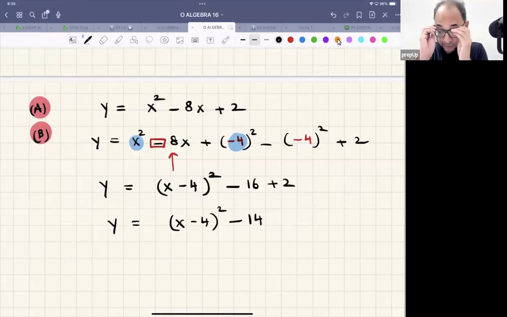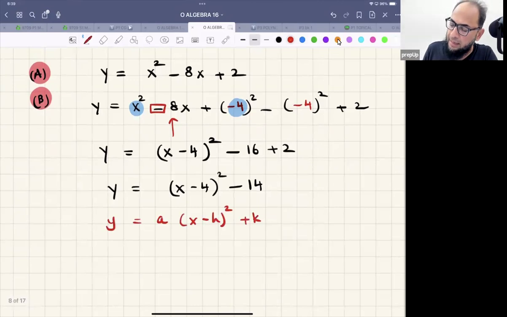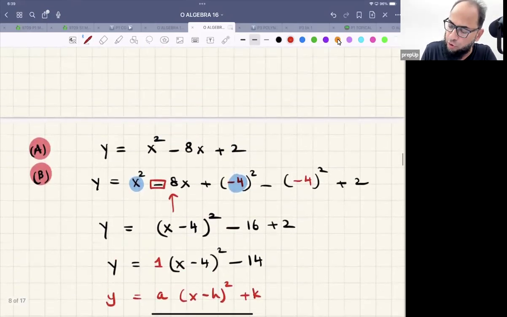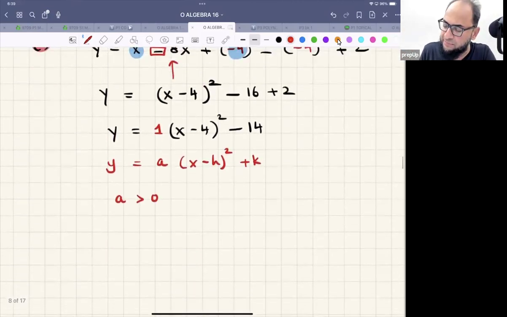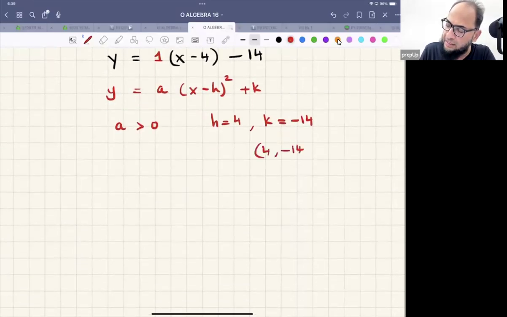Now let me just write the format underneath it. So this is y = a(x - h)² + k, and this a is positive. Why? Because there is a 1 over here, and I can also see that the coefficient of x square was 1. I could have picked it up from there. Minus h is minus 4, therefore h is 4, therefore k is negative 14. So (4, -14), that is the turning point, and a is positive.